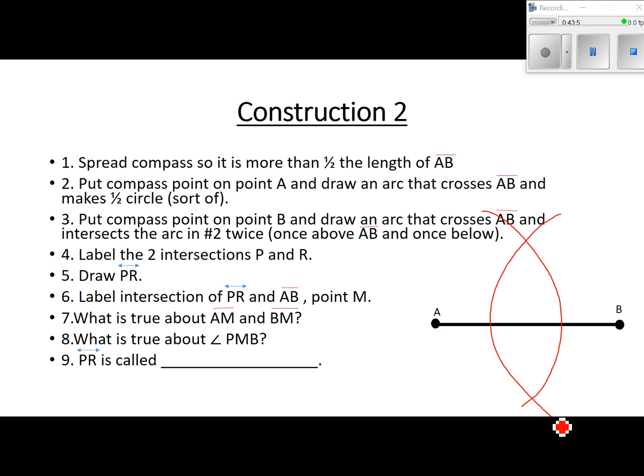So mine intersects something like that. And you're going to label those 2 points. What do they say to label them? P and R. Is that right? Label them P and R. Then they want you to draw that line. So you're going to connect those two.